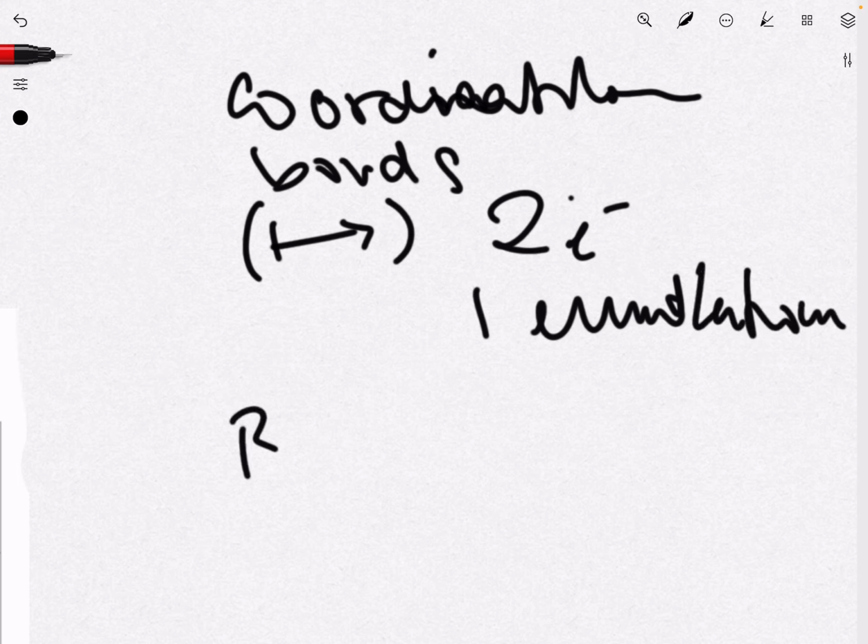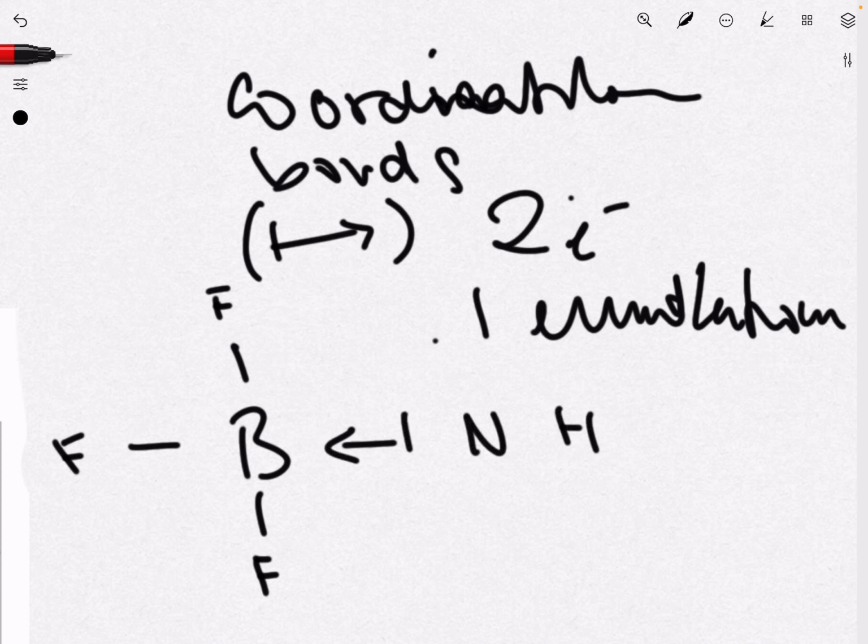This, for example, could look like this, where nitrogen on the right is giving both of its electrons to our boron on the left, because as we know, it only has 3 valence electrons, but can further fill out its shell.